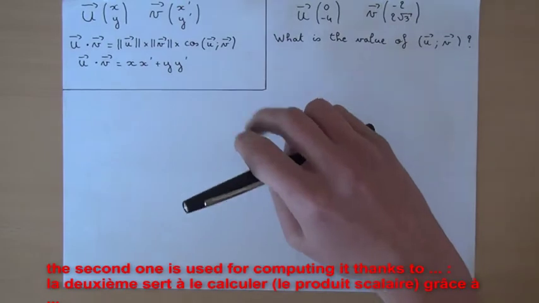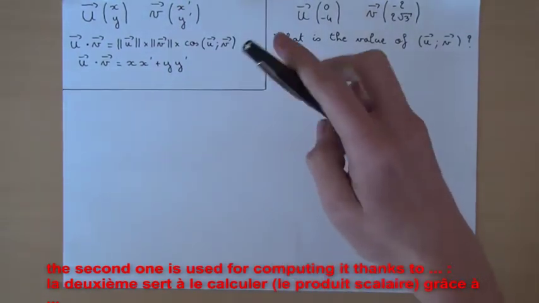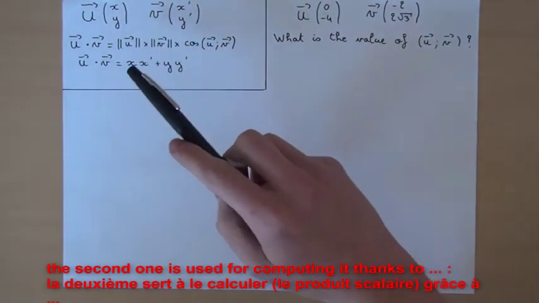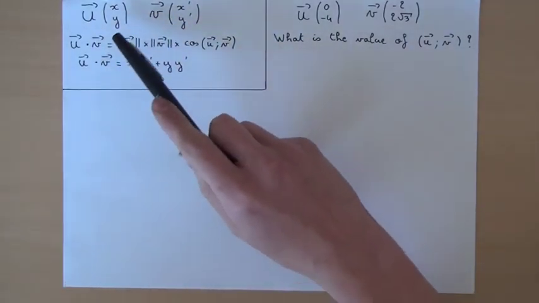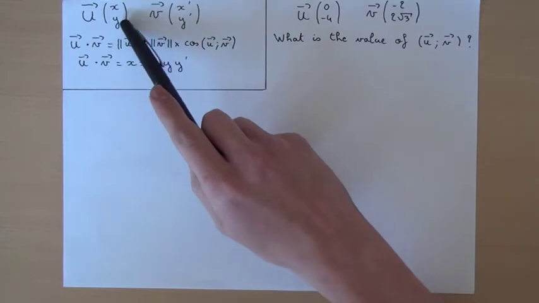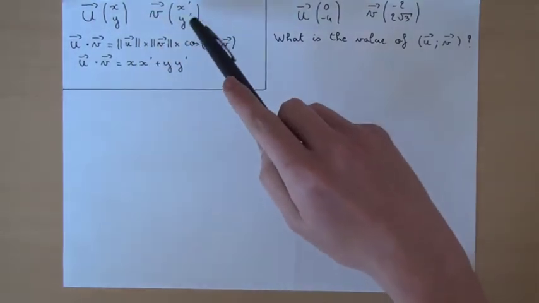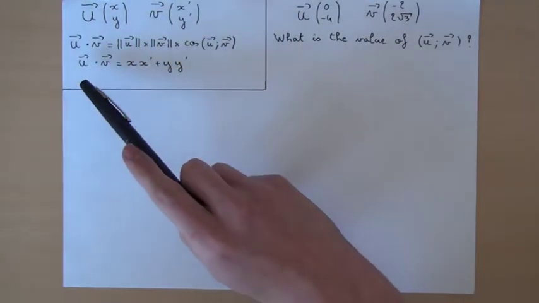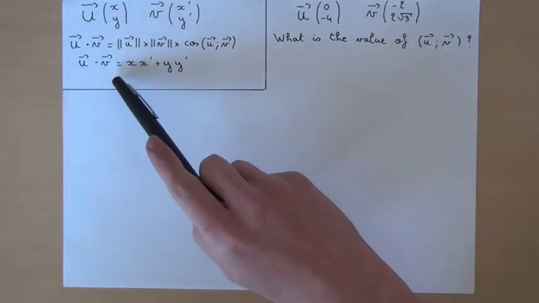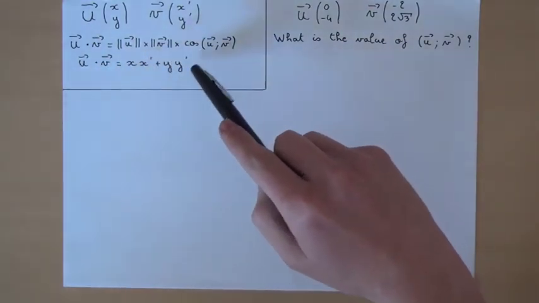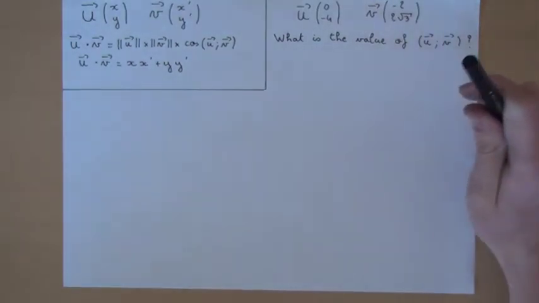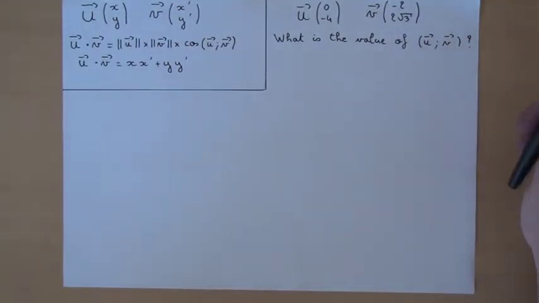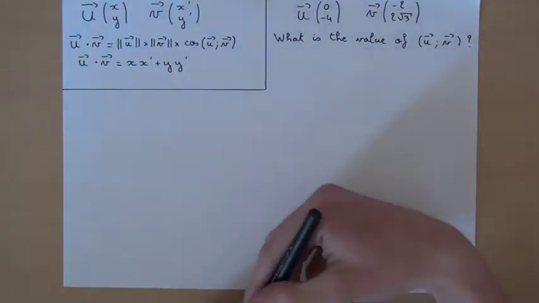The second is to compute it thanks to the coordinates of the vectors. So if you have two vectors u (x, y) and v (x', y'), the scalar product of u and v equals xx' plus yy'. So we are going to see an example of this method.